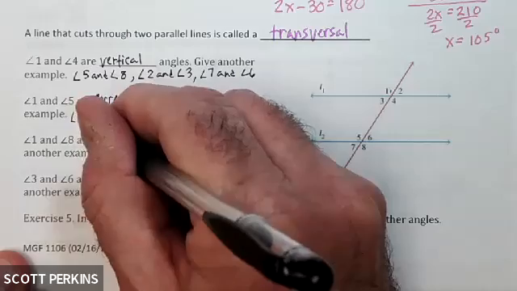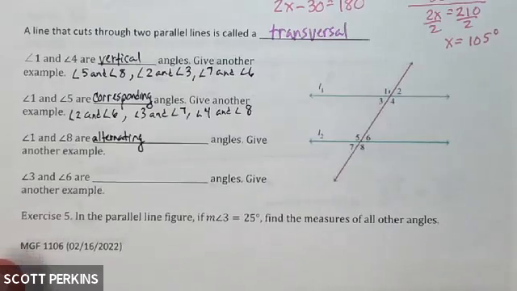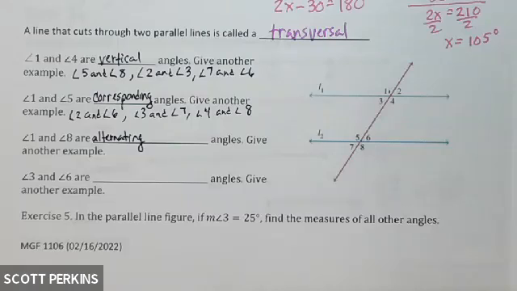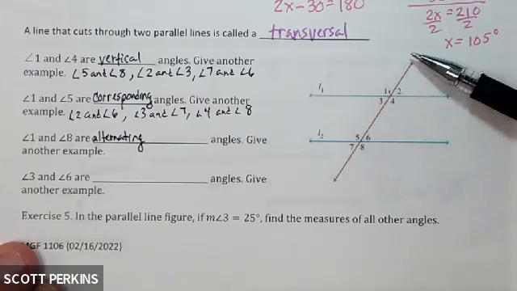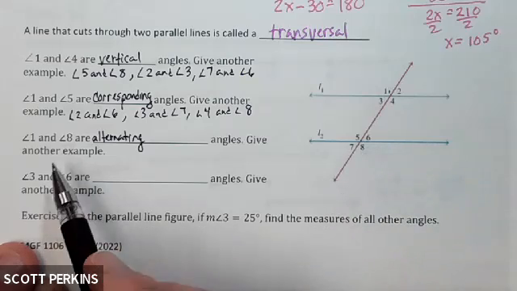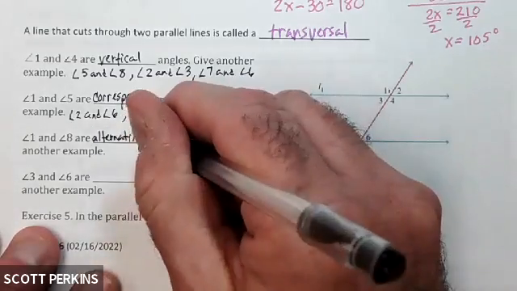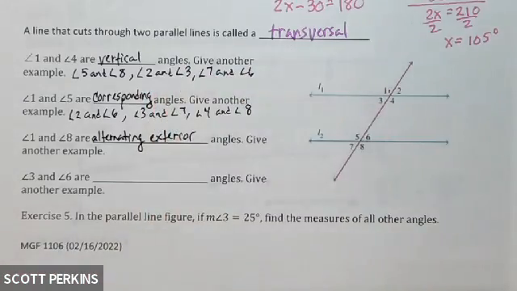Leave a little room. There's two words you're going to put in here. Alternating. And then angle 1 and angle 8 are both on the outsides of the parallel lines. According to the orientation of this picture, angle 1's on the top, angle 8's on the bottom. Because of that, they're called alternating because they swap sides of the transversal, and then exterior angles because they're on the outsides of the parallel lines.